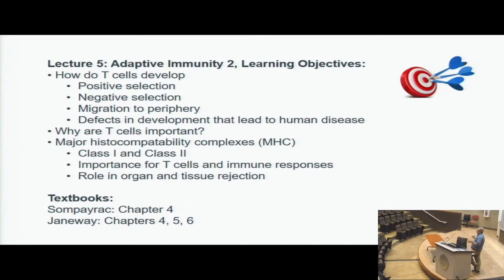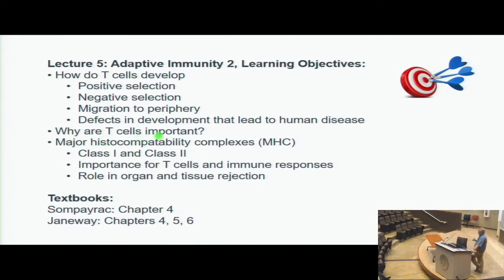Oftentimes they talk about the thymus as being like a school, where the T cells get educated and come out with their diplomas, but that's actually not the way it is at all. It's more brutal than that. Most of the T cells that go into the thymus never make it out. The ones that do go to what's called the periphery. We'll look at some of the defects in T cell development that lead to human disease. T cells are important because they orchestrate everything, as you'll see.